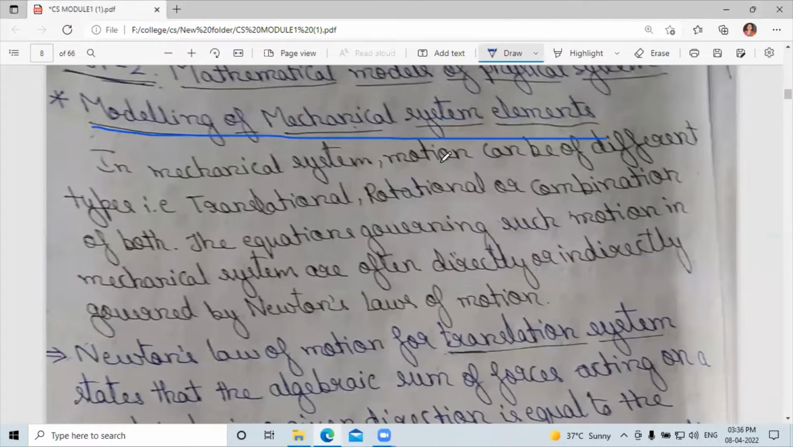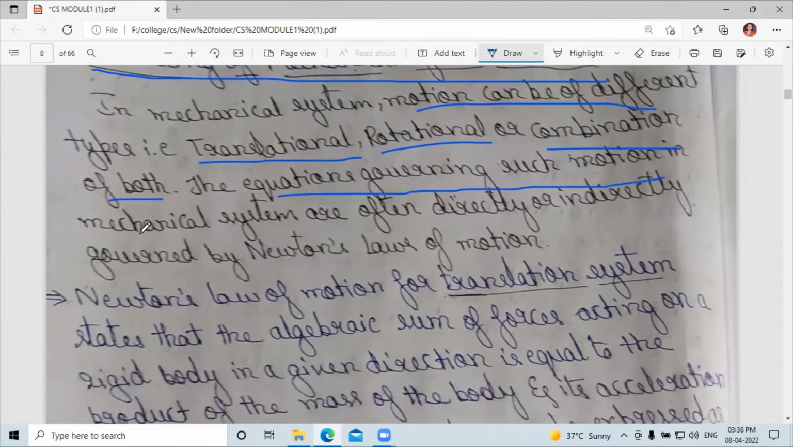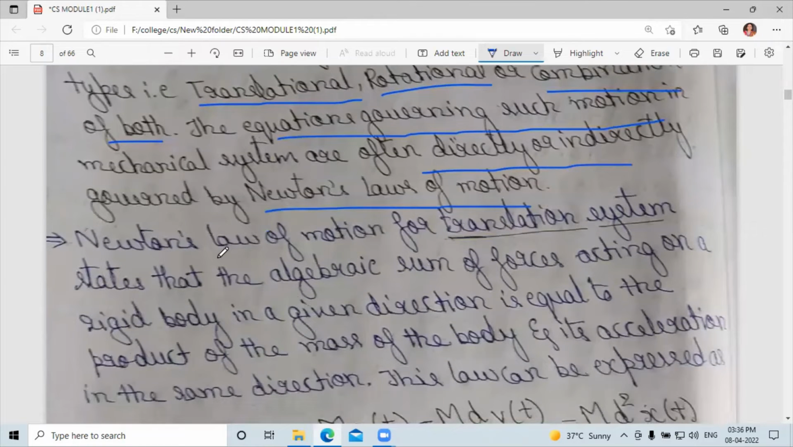Mechanical system motion can be of different types, that is translational and rotational, or it may be a combination of both. The equations governing such motion in a mechanical system are directly or indirectly governed by Newton's laws of motion. Newton's laws of motion for translation system.